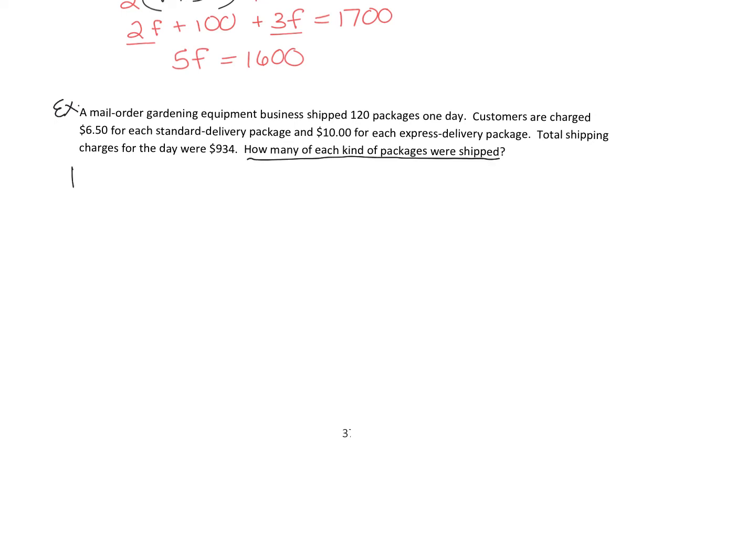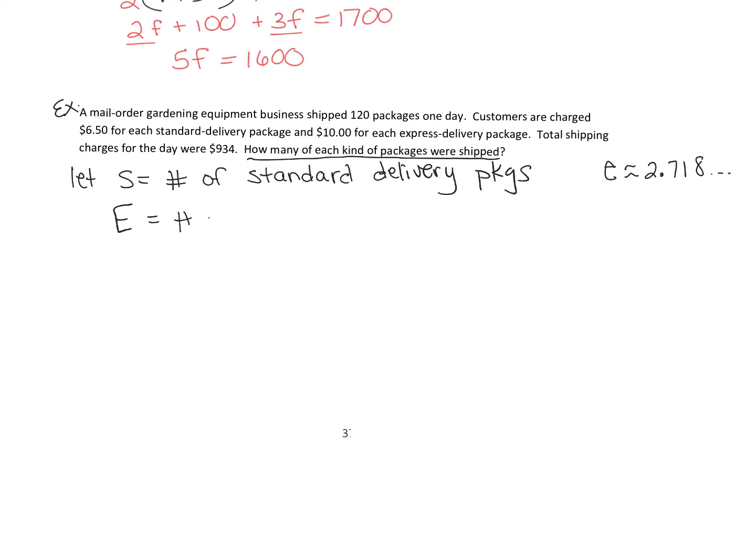So I'm going to let S be the number of standard delivery packages. And I'm going to let E, and I'm going to use capital E, because lowercase e is actually a number, 2.718 and repeats forever. It's irrational. So let's go back. S is the number of standard delivery packages, and E is the number of express delivery packages.